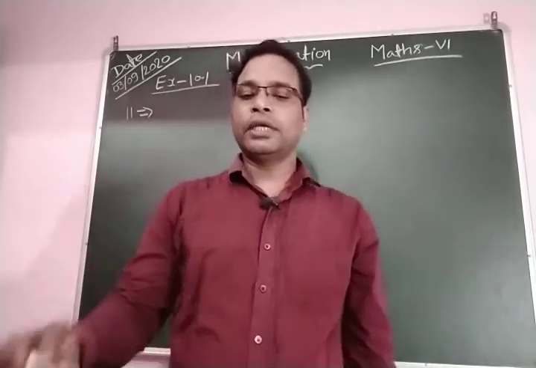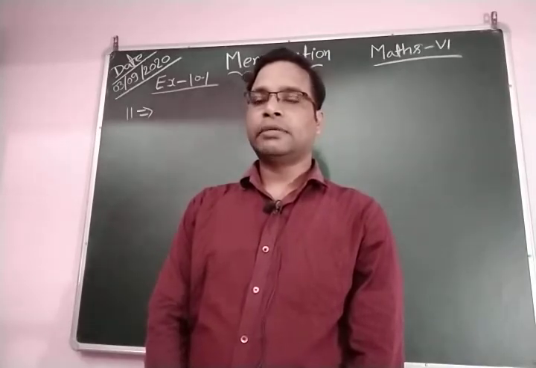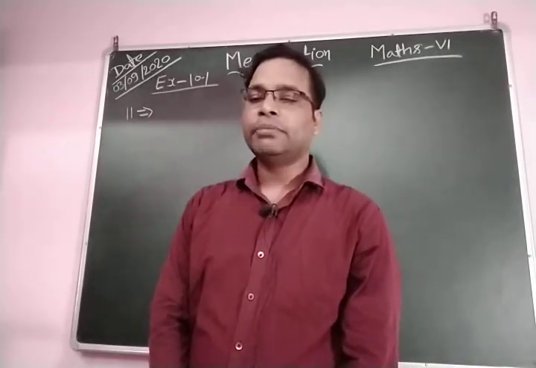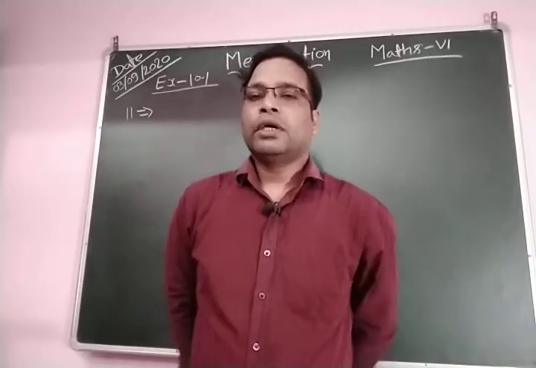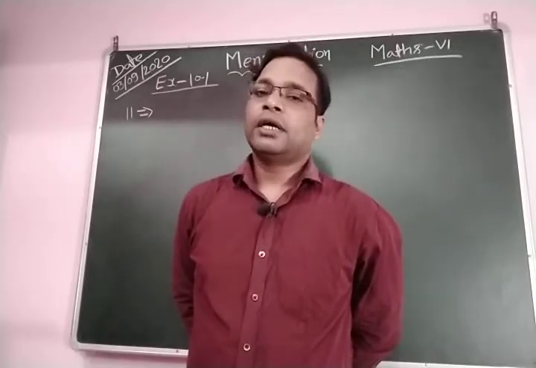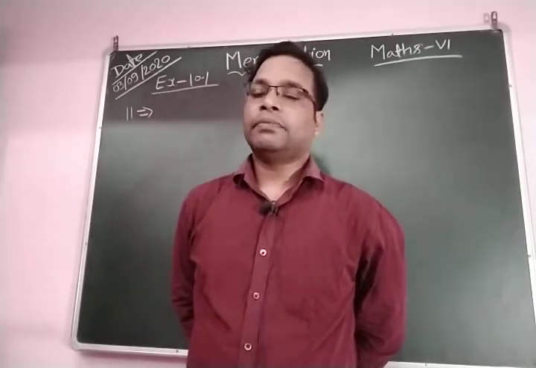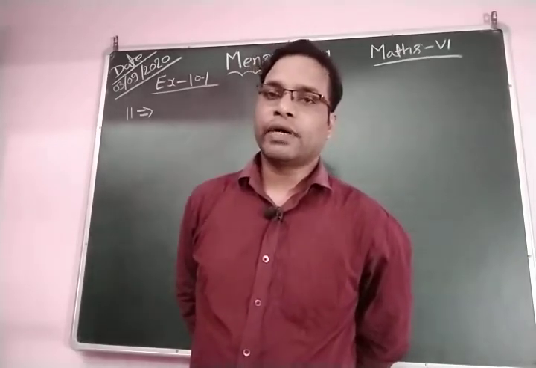In this question, what is given? The piece of string is 30 centimeter long. It means that the length of string is given 30 centimeters. We use this string to form first a square. So you know very well what is a square.